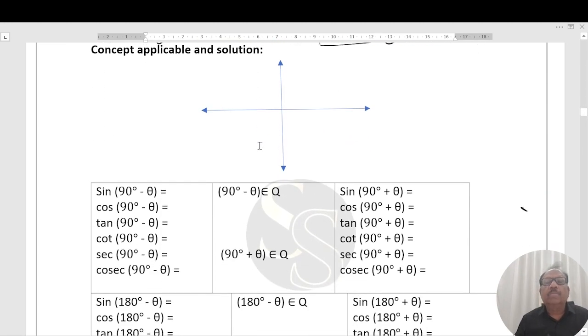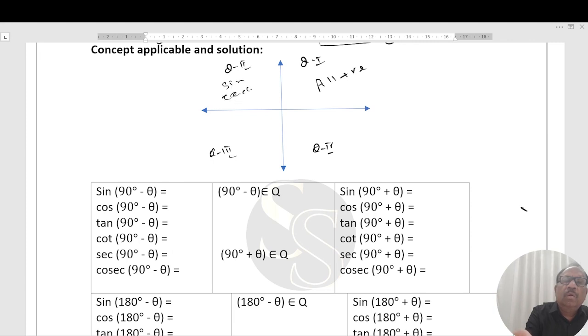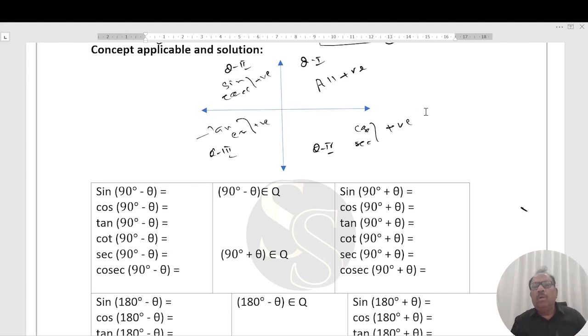Let's discuss. This is quadrant 1, this is quadrant 2, quadrant 3, quadrant 4. In quadrant 1, all trigonometric functions are positive. In quadrant 2, sine and cosec positive. In quadrant 3, tan and cot positive. In quadrant 4, cos and sec positive. Right?